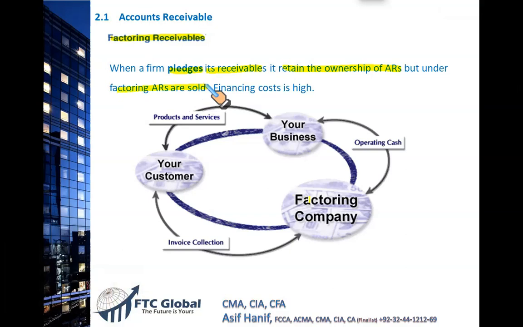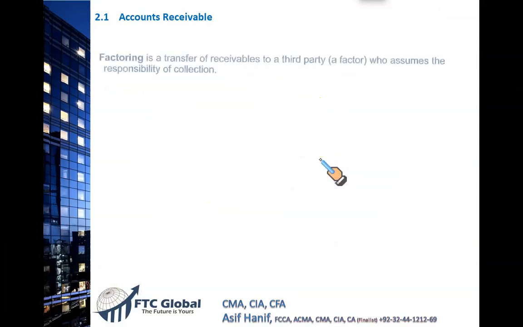How does it work? You make an arrangement with the factoring company, you sell your receivables to the factoring company, and it gives you cash. This is the cash you use to run your operations, and you sell your product and service to the customer, and this cycle goes on and on. So let us discuss factoring briefly. Factoring involves transferring your receivables to a third party called a factor who assumes the responsibility of collection. The factoring company is responsible for collection.